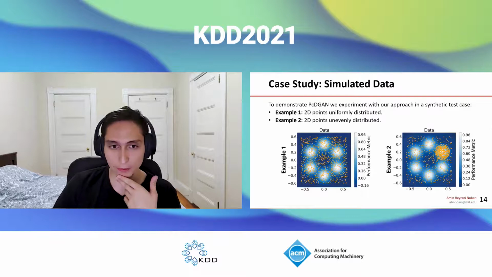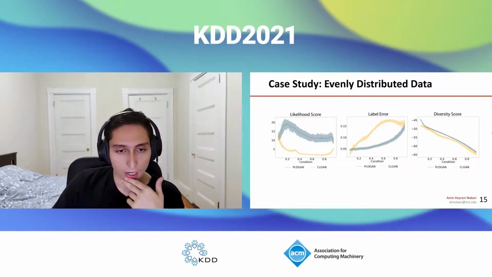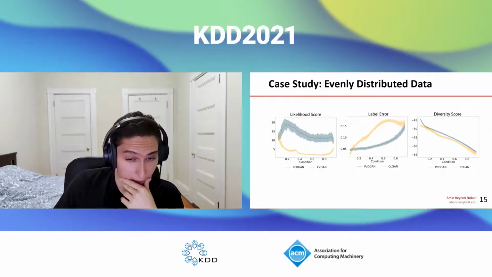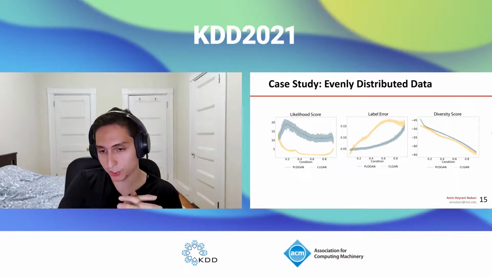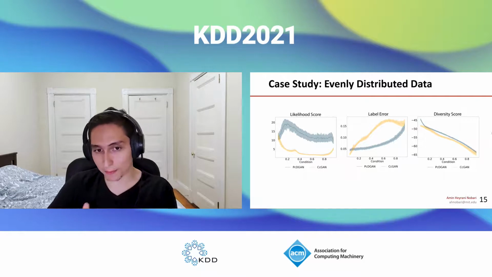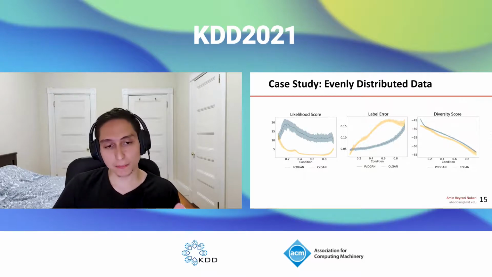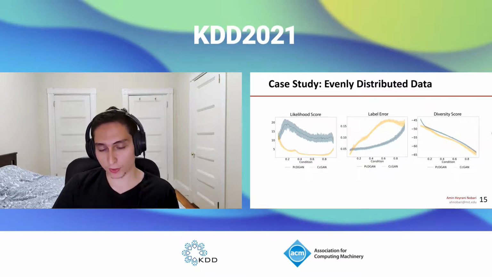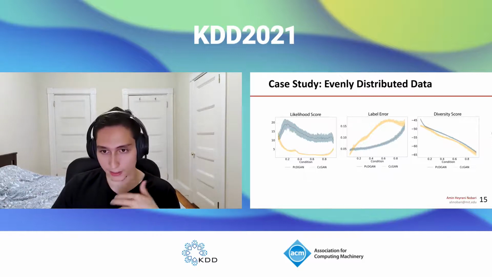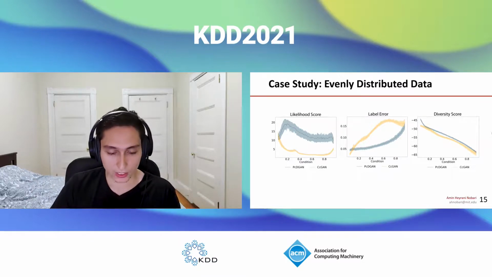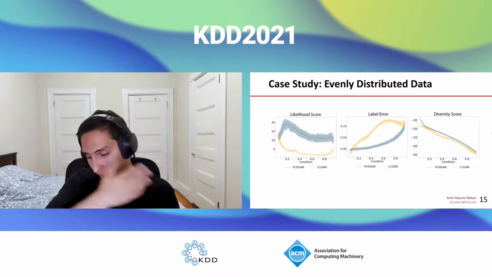in the second example. So in the first example, what we see is that in the likelihood score, which measures the probability of meeting a specific condition given the distribution of the generated samples, PcDGAN has a much better likelihood compared to the state-of-the-art CcGAN, and has a lower label error compared to the state-of-the-art CcGAN, which is the average error, or the mean absolute error, between the generated samples and the desired condition.